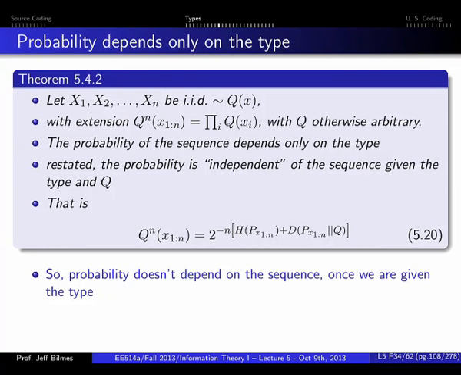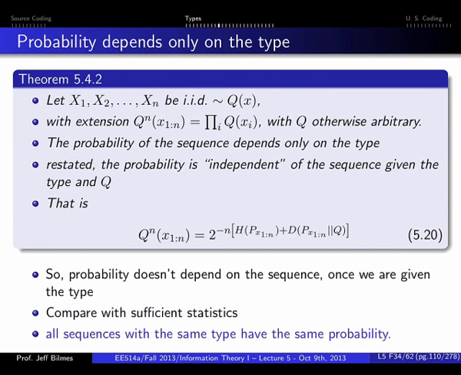So very much like the AEP, the probability doesn't depend on the sequence anymore once we're given the type. Once we know the type of the sequence, and let's say that we know the type of the typical sequences, for example, then again, anything that happens has the same probability. But now it's a little bit more precise because it's in terms of the KL divergence as well. So all sequences with the same type have the same probability.